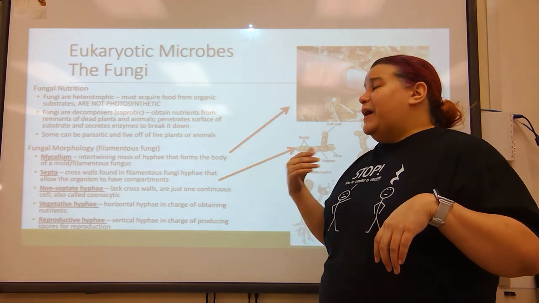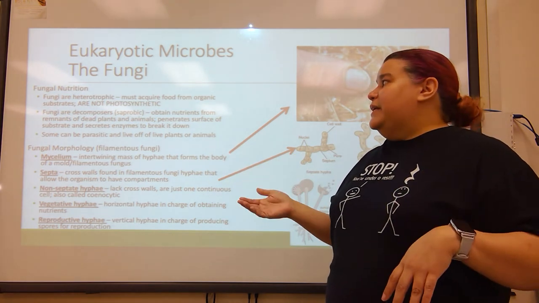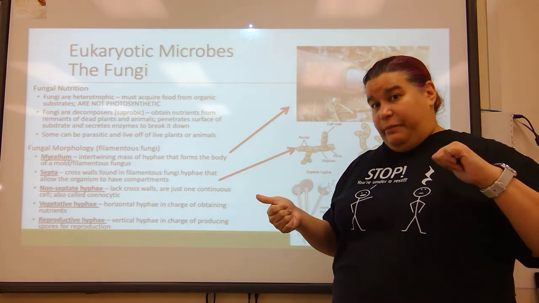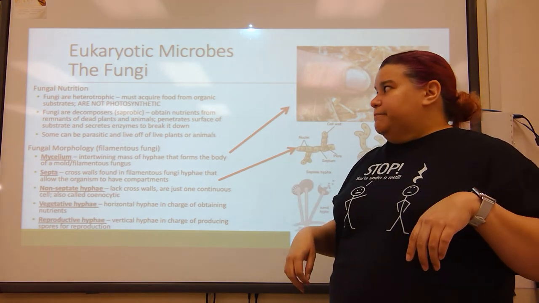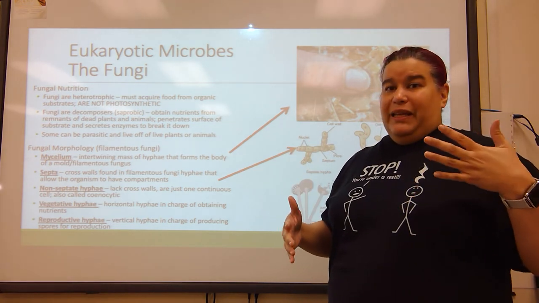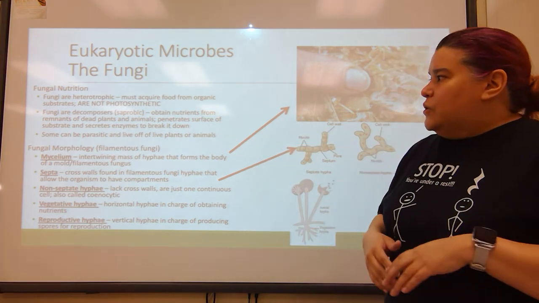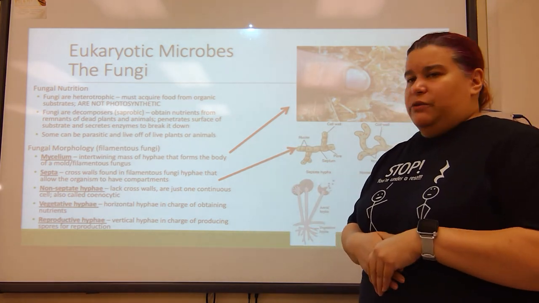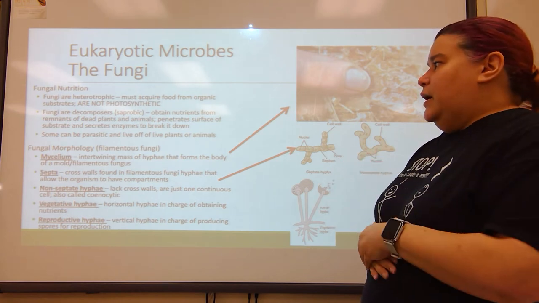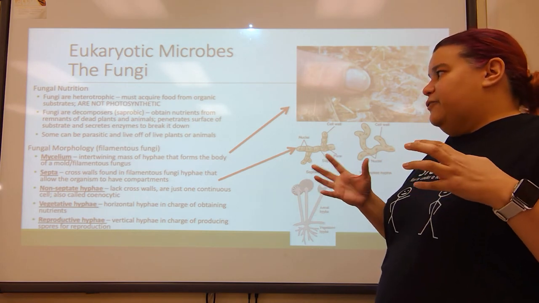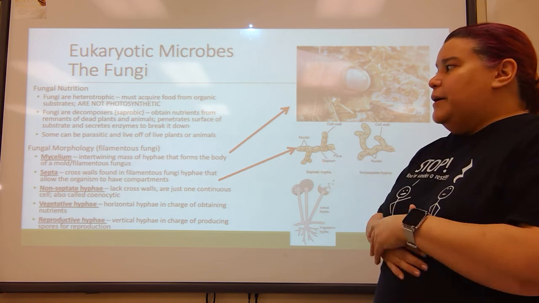Some can actually be parasitic, meaning they're living off of living plants or living animals. A good example of that would be ringworm. Ringworm is a fungus, okay? So fungal morphology, remember, morph is shape. We've got the filamentous fungi that can have different morphology.